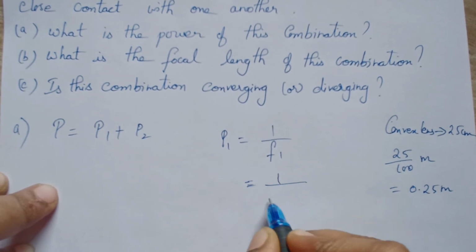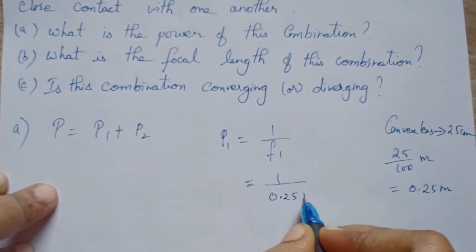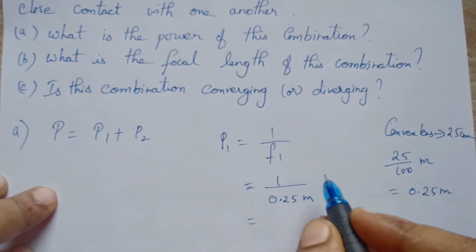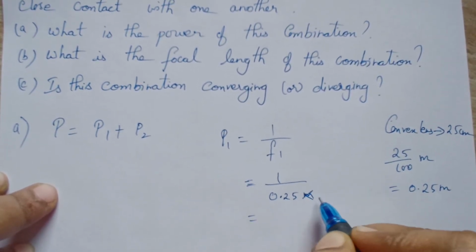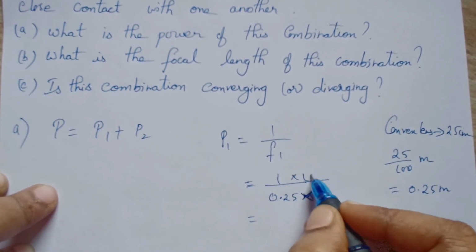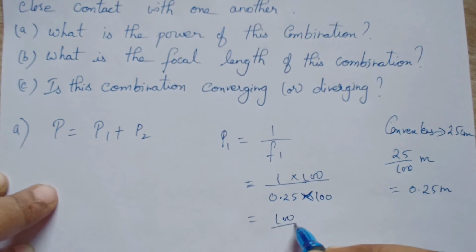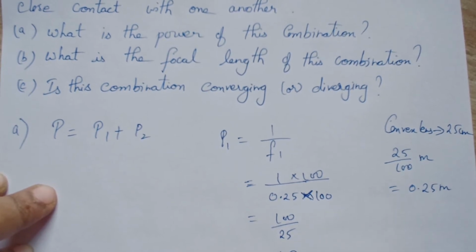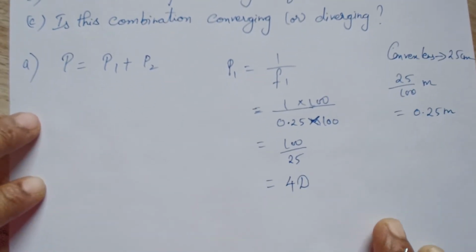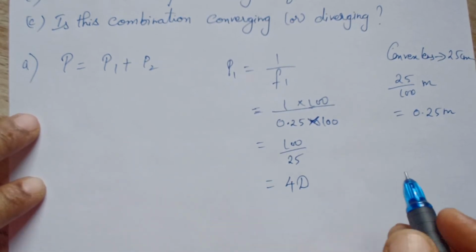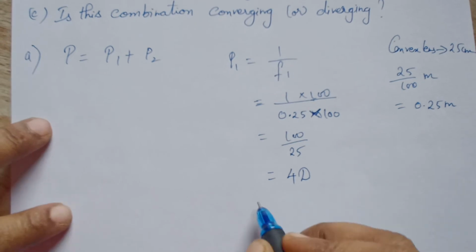So 1 divided by 0.25 meter. We need to remove the two decimal places, so multiply by 100 here also. So 100 divided by 25 will give 4, right? 25 times 4 is 100, so P1 is 4 D. So we found P1. Likewise we need to find P2, right?